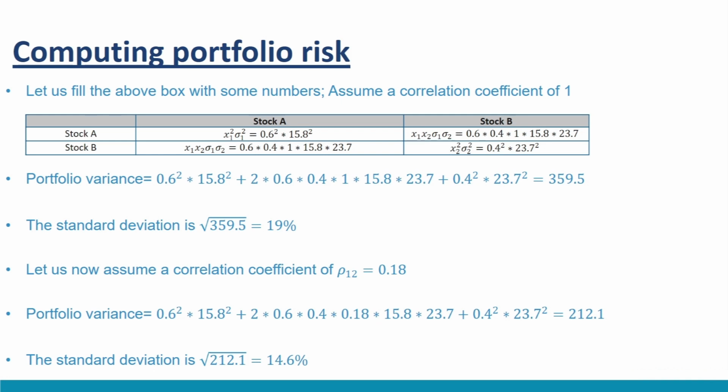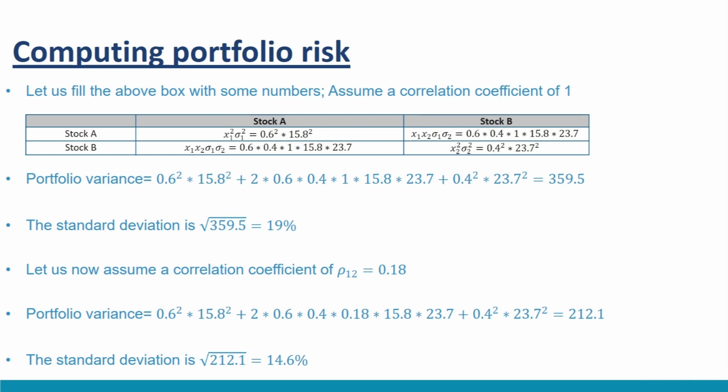The resulting portfolio variance will be the sum of all these boxes, that is portfolio variance equal to 0.6 raised to the power 2 into 15.8 raised to the power 2 plus 2 into 0.6 into 0.4 into 1 into 15.8 into 23.7 plus 0.4 raised to the power 2 into 23.7 raised to the power 2 equal to 359.5. The standard deviation is square root of 359.5, that is 19%. This is exactly the same as the weighted average of these two variances. This can be ascribed to the fact that we have considered a correlation of 1.